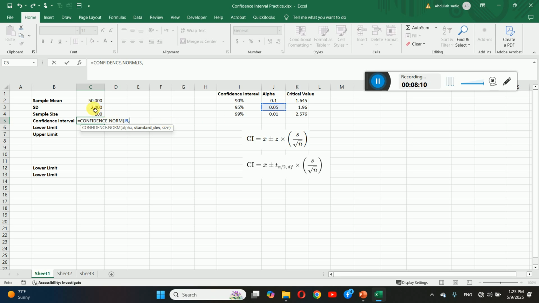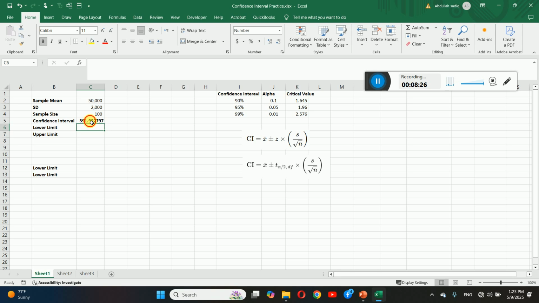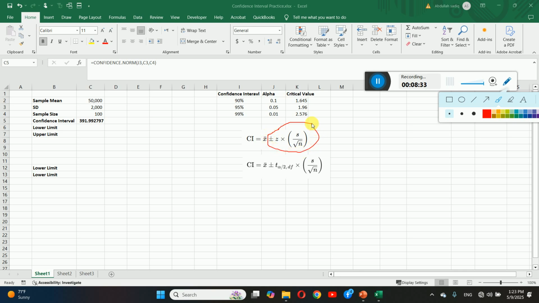Standard deviation, for example, that is 2000, and then the function asks for the population size, we have 100, and just press enter. Now this is, dear student, the margin of error, as I've already explained. If you remember, I told you this is the margin of error. This is the margin of error, okay?